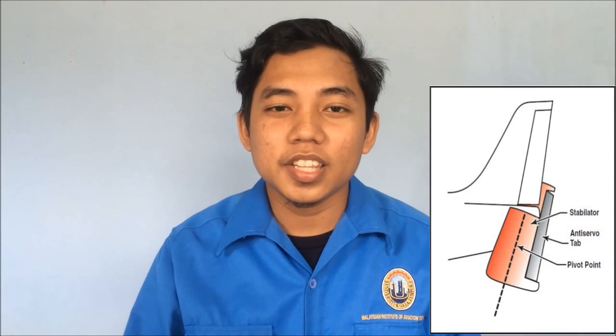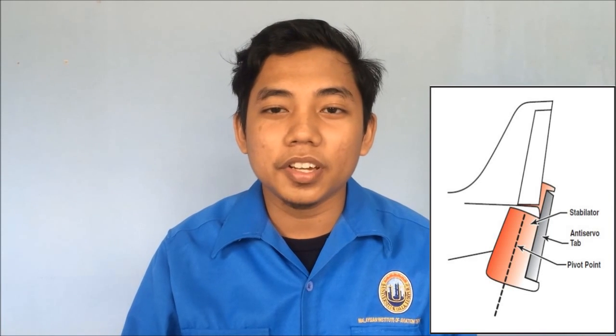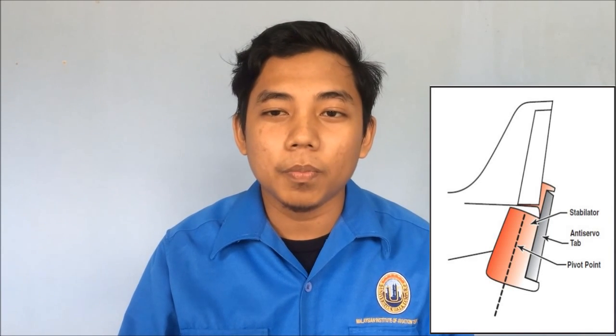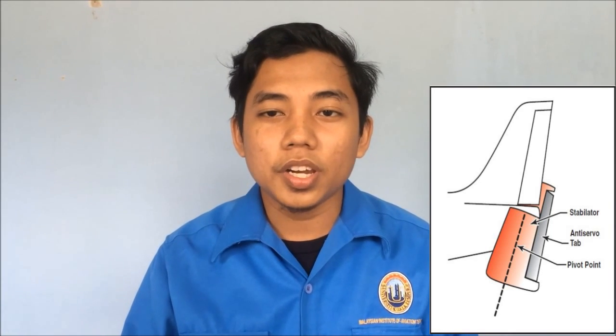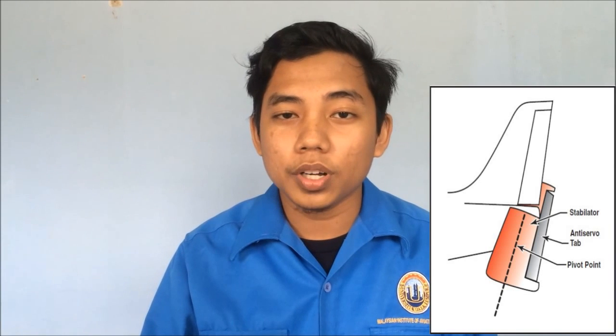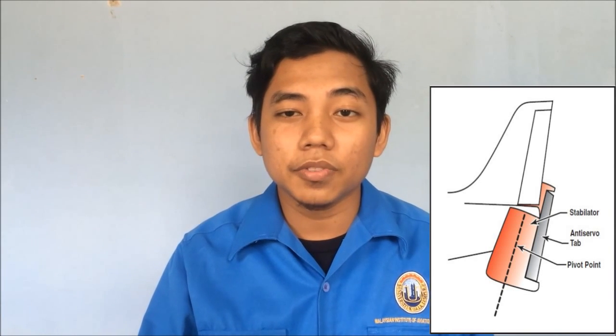Anti-servo tab. Stabilizers are very sensitive because of the great amount of surface ahead of the pivot point. To decrease the sensitivity, an anti-servo tab may be used. When the trailing edge of the stabilizer moves upward, the trailing edge of the anti-servo tab moves up as well. This produces an aerodynamic load that attempts to pull the trailing edge down.